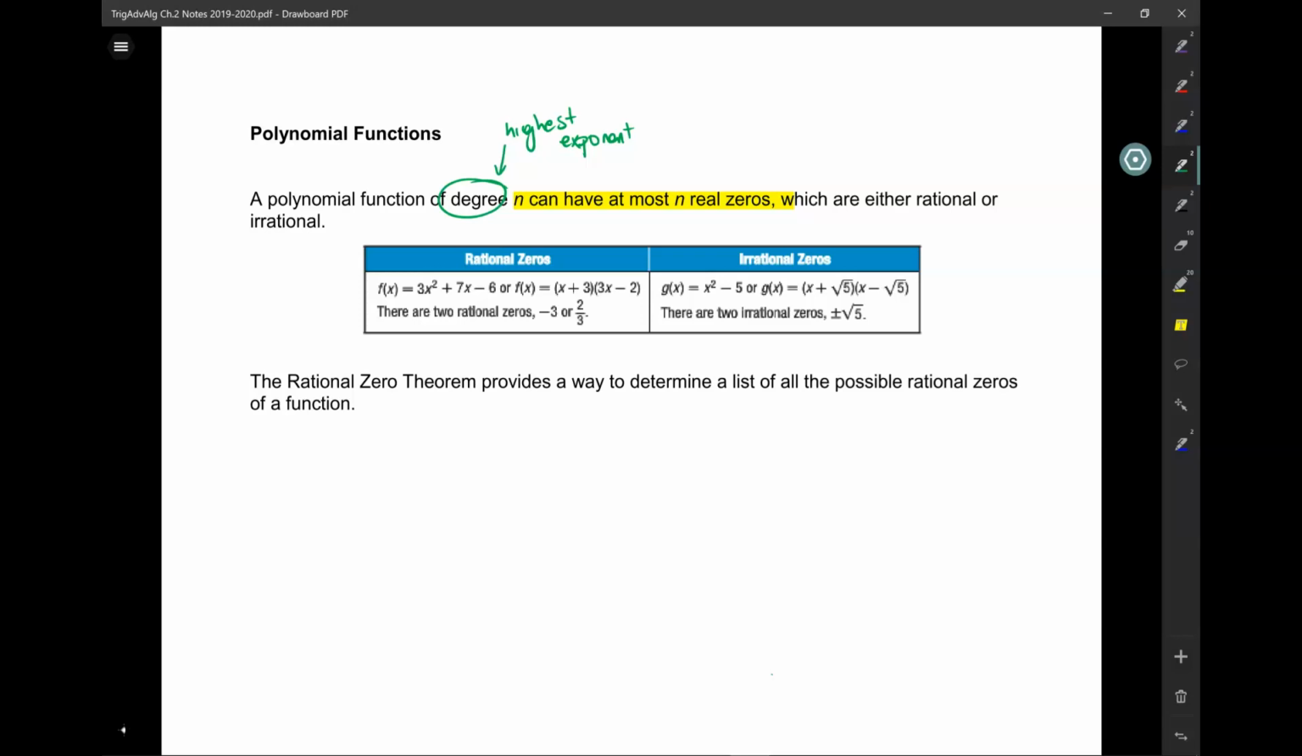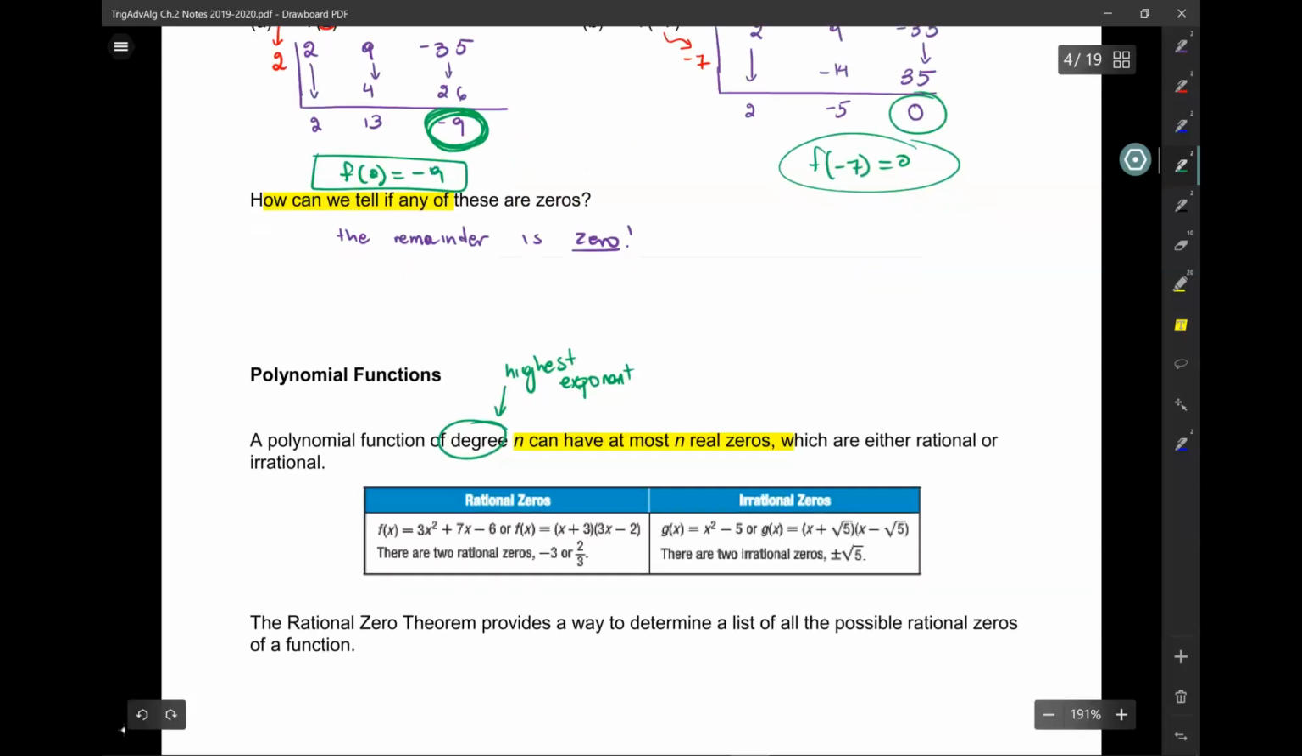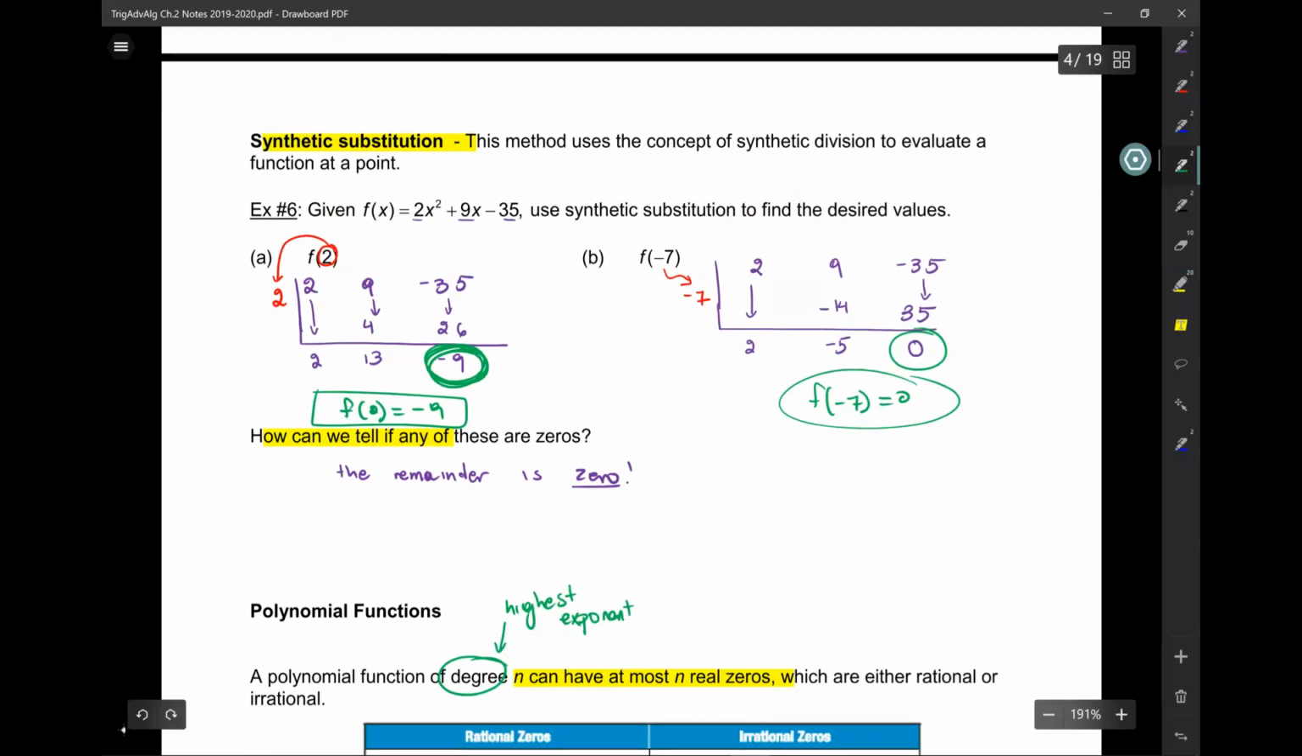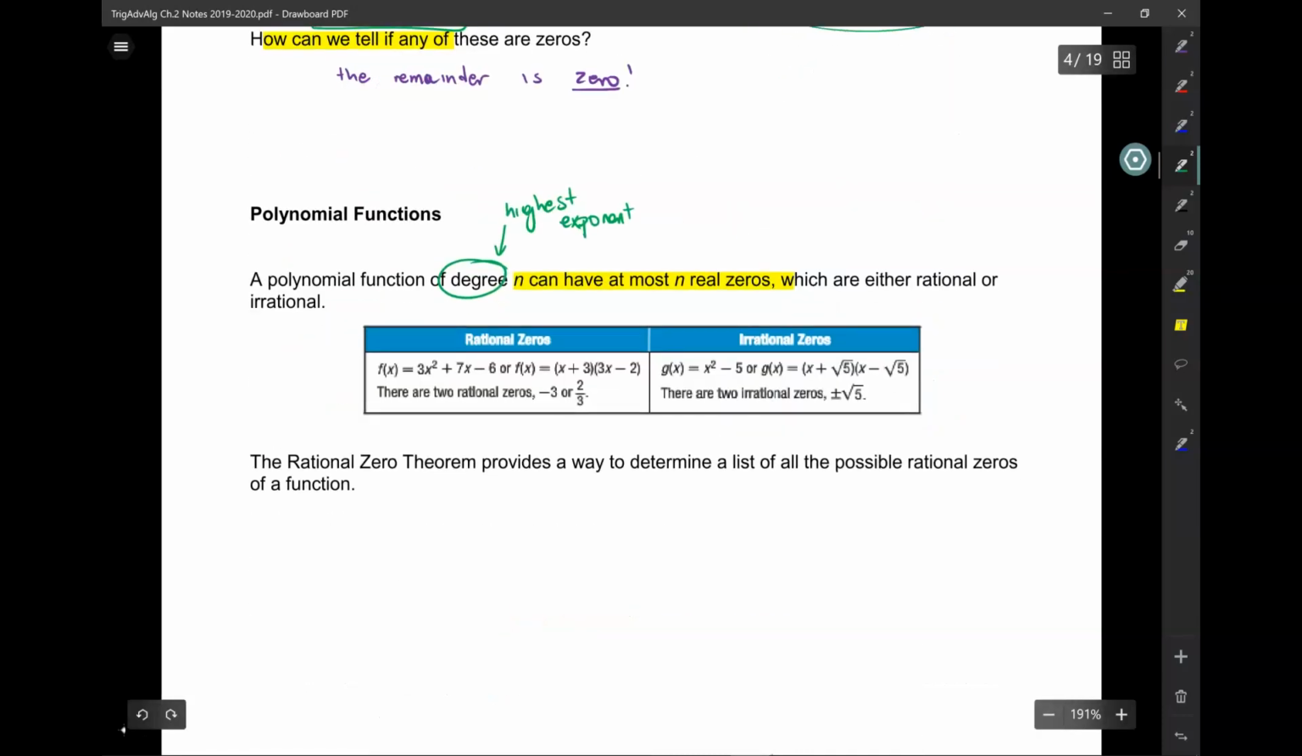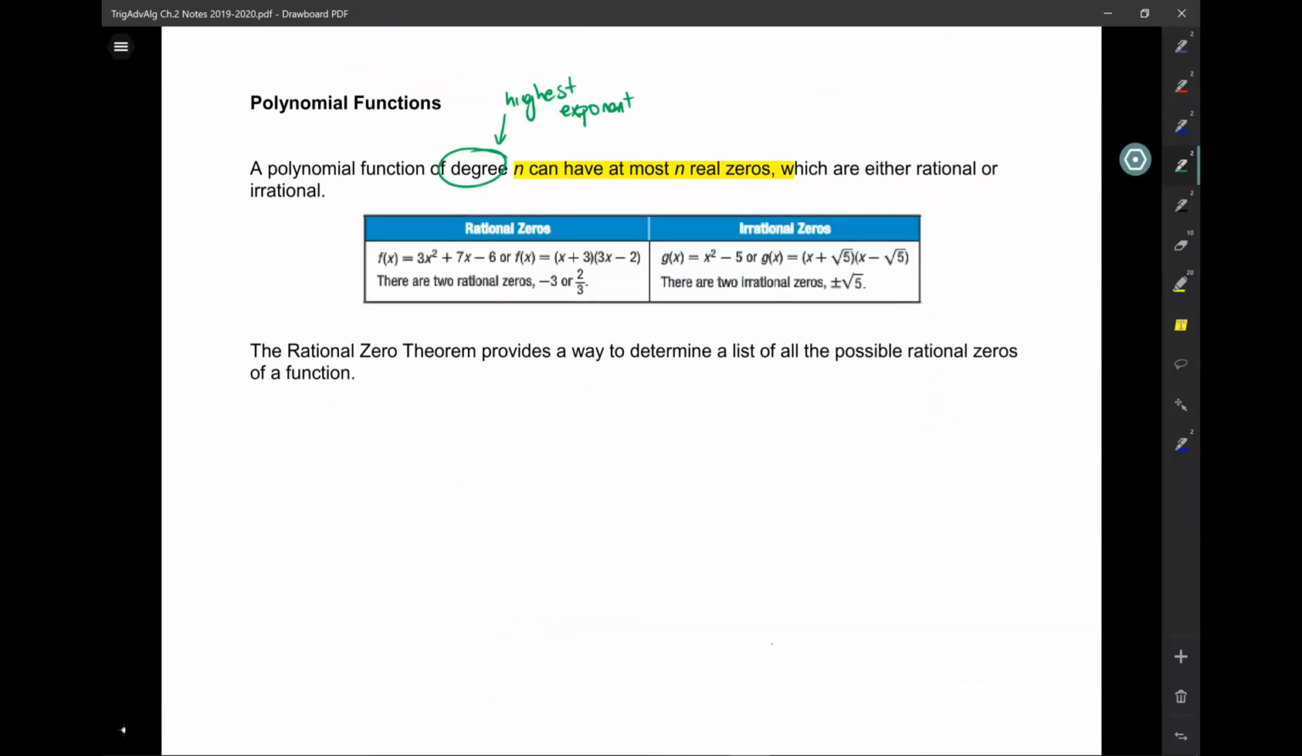Okay, so whatever the degree of a function is, so whatever the highest exponent of a polynomial is, it has that many zeros. Meaning, if it's something like this, the highest exponent is 2, it can have at most 2 zeros, okay? So look at this one. I have 3x squared. This can have at most 2 zeros. Look at this one here, x squared. It could have at most 2 zeros.